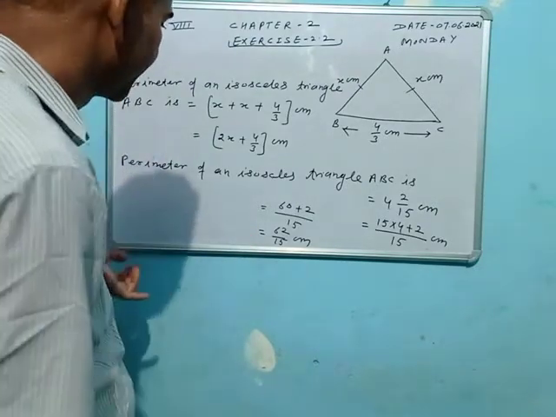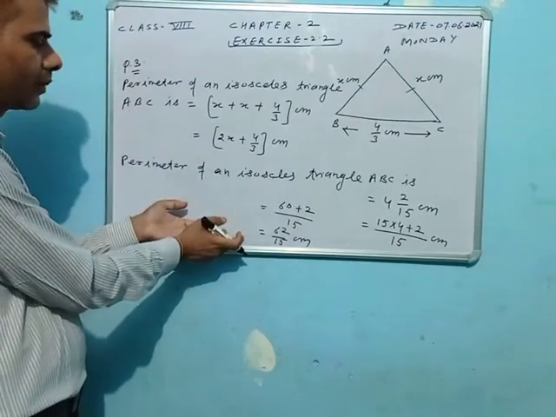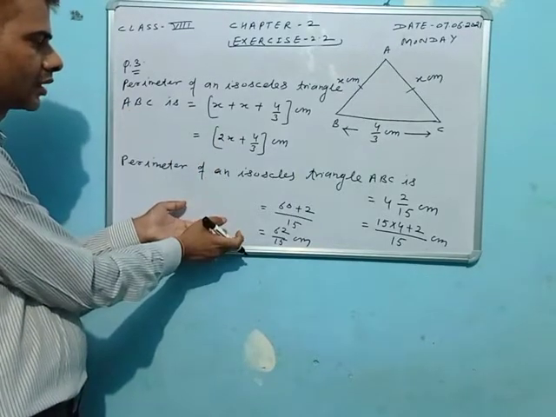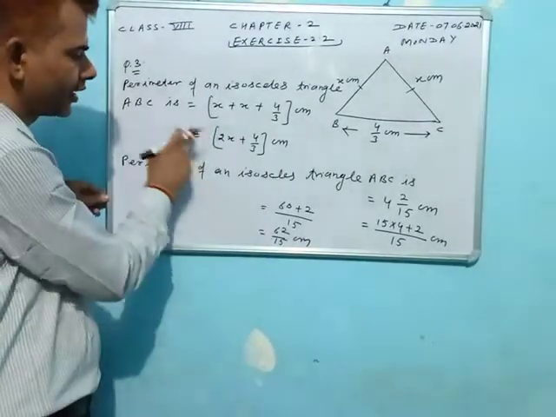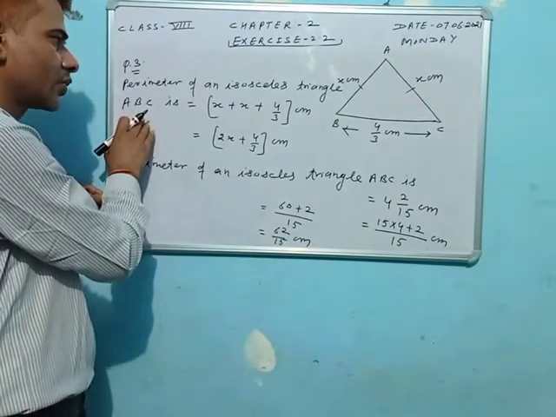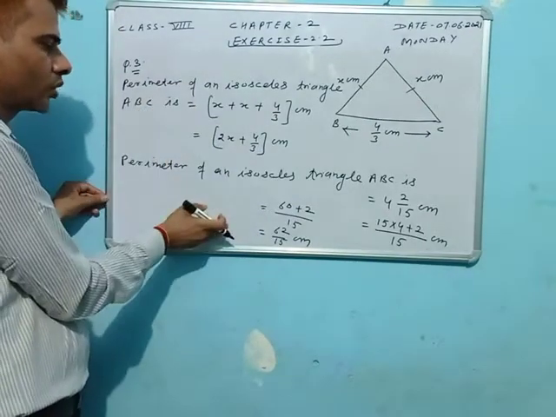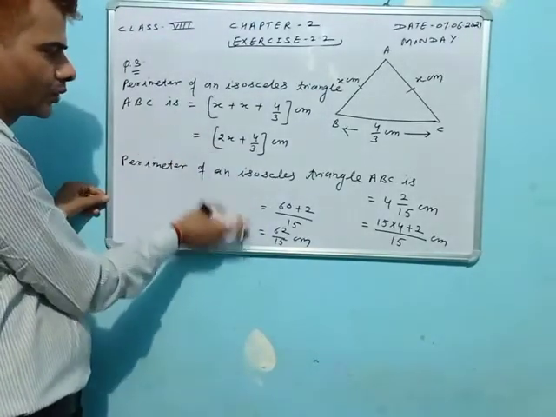Now students, this is the perimeter of isosceles triangle and this is also the perimeter of isosceles triangle. Now it will equalize to this. Why? This is also the perimeter of isosceles triangle ABC. So it will equalize to this.